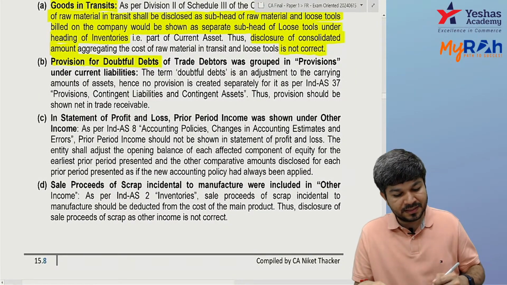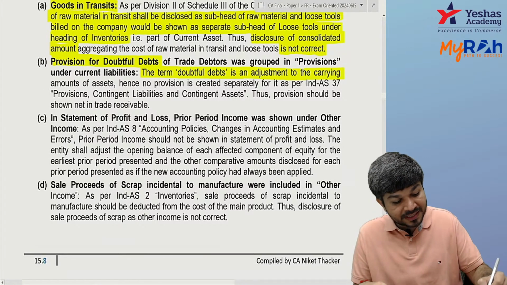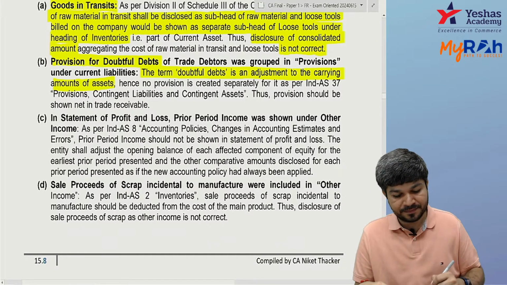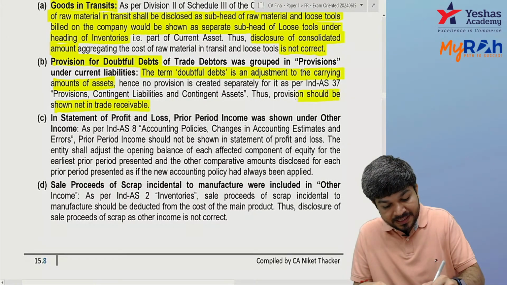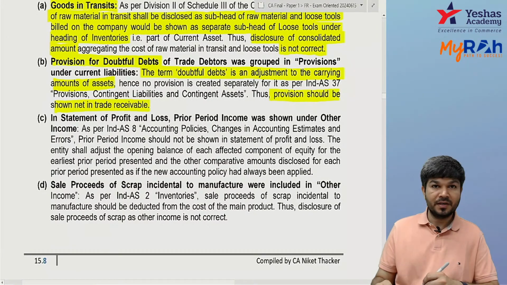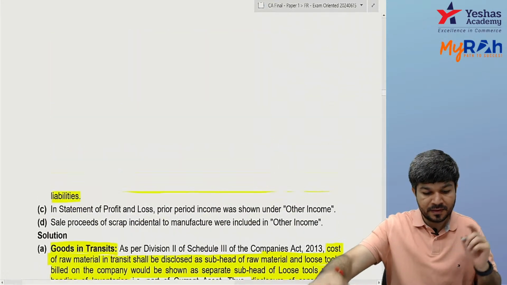Deduct from the debtors. The term doubtful debt is an adjustment to the carrying amount of the asset, so it should be shown net in trade receivable. So this is wrong. Okay, third one.